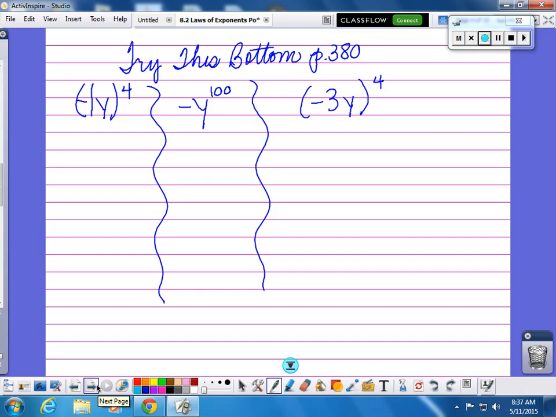Alright, you guys try these for dollars. Check. That negative is not part of what's being squared, so just put it up front. It was actually already simplified. That was kind of tricky, but there were no parentheses, and so that's why it just stays the same.